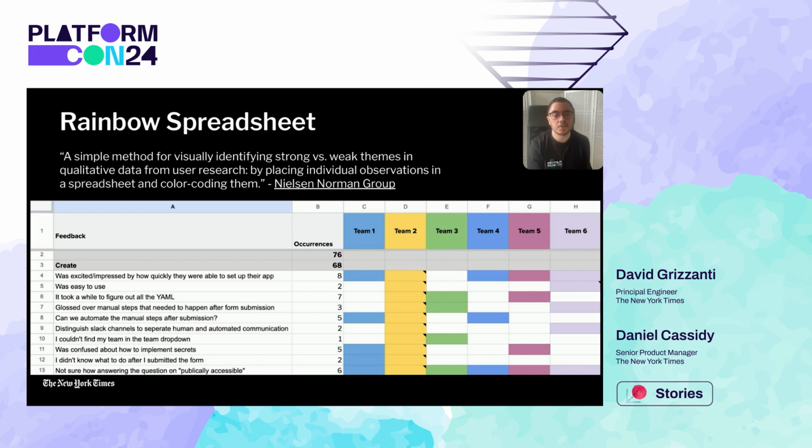And a rainbow spreadsheet is very popular in the world of UX. I have a pull quote from the Nielsen Norman Group here. It's a simple method for visually identifying strong versus weak themes in qualitative data from user research by placing individual observations in a spreadsheet and color coding them. And this is really great because you get a sort of quantitative view of qualitative data through the color coding, which kind of acts as a heat map to see where the strongest pieces of feedback are for you to address.